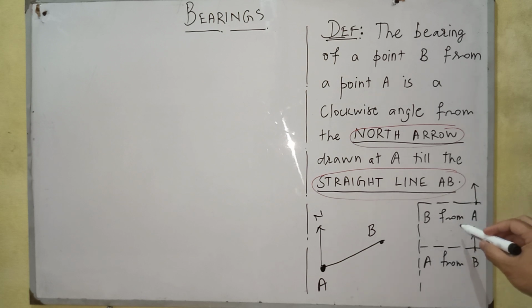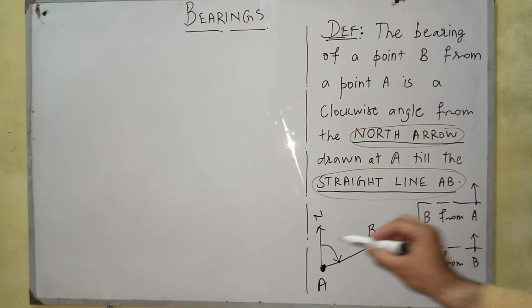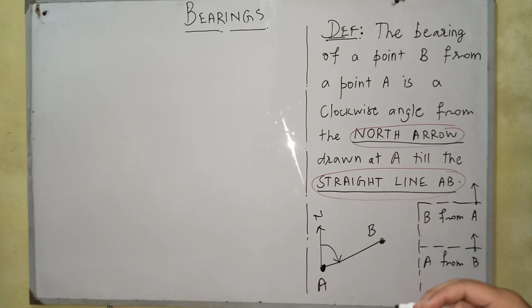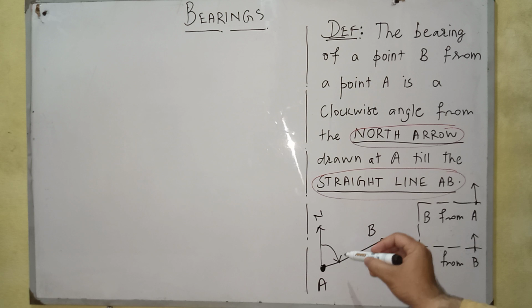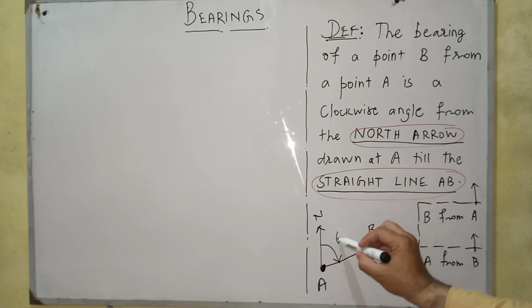In this part, if we want to find the bearing of B from A, we will start our angle from this north arrow and we will go till this straight line AB. Now this angle is actually the bearing of B from A. You can calculate this angle using a protractor. You can measure this angle using the protractor. Let's suppose it is 60 degrees.